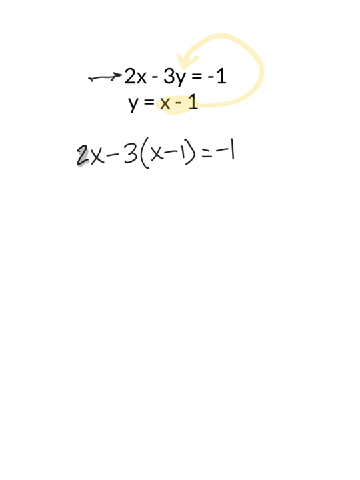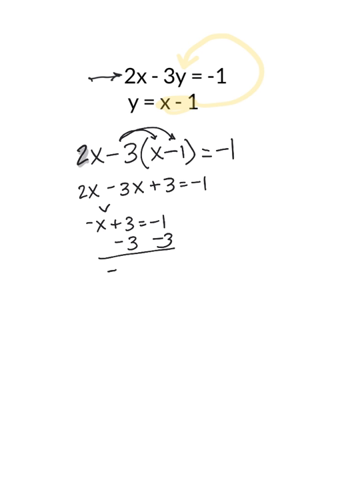Now we just follow our steps like we would for solving multi-step equations. I see it has parentheses, so I need to take care of this. I need to multiply, in this case, negative 3 by both terms. That gives us negative 3x plus 3 equals negative 1. Combine like terms. Subtract 3 from both sides, so we can isolate our x. That gives me negative x is equal to negative 4. I need to divide by my coefficient because I want to know what x is, not negative x. And that gives me x is equal to 4.